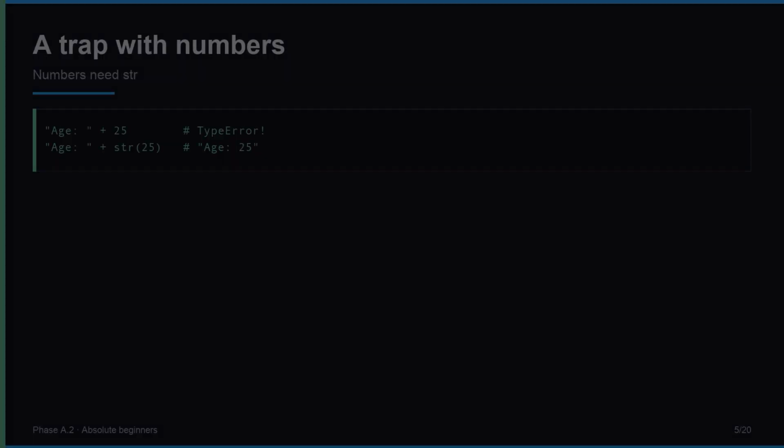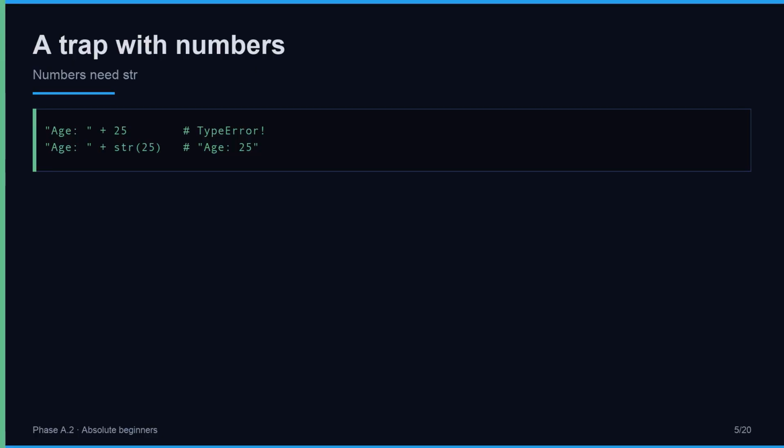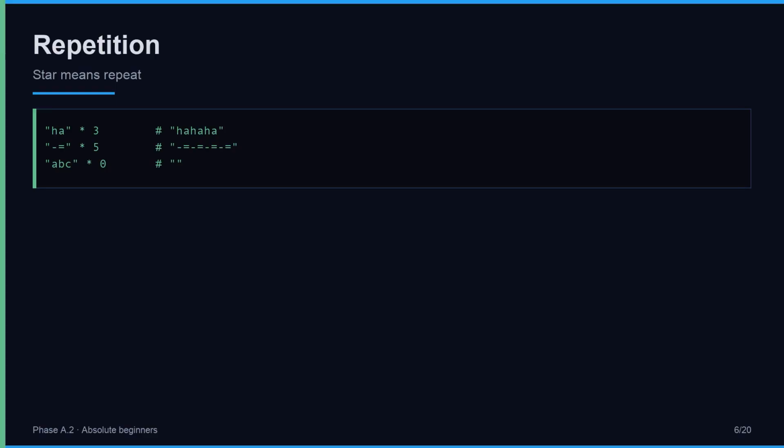Plus means stitch. Here is a trap that catches every beginner. You cannot join a string directly to a number. "Age" plus the number 25 fails, because Python refuses to guess whether you mean add or stitch. The fix is to turn the number into text first, with str, and then join. The result reads "age:25". Whenever plus complains, ask yourself whether both sides are strings. If not, convert with str. Numbers need str.